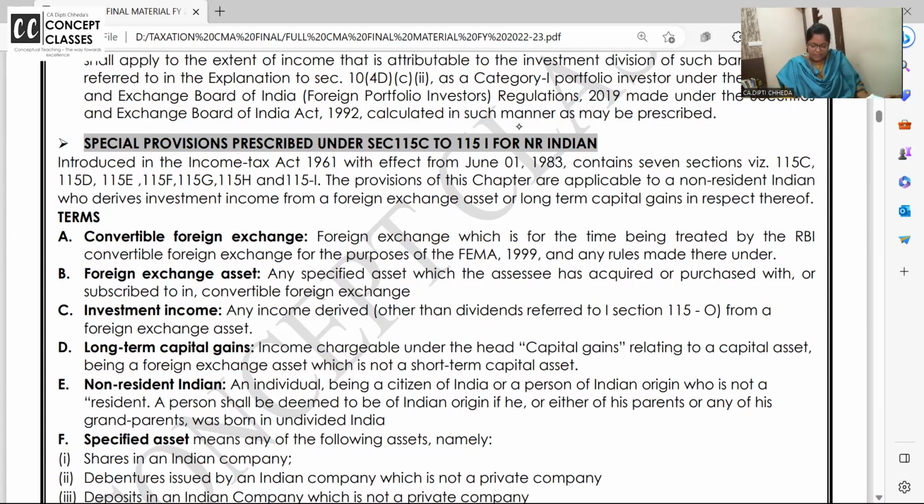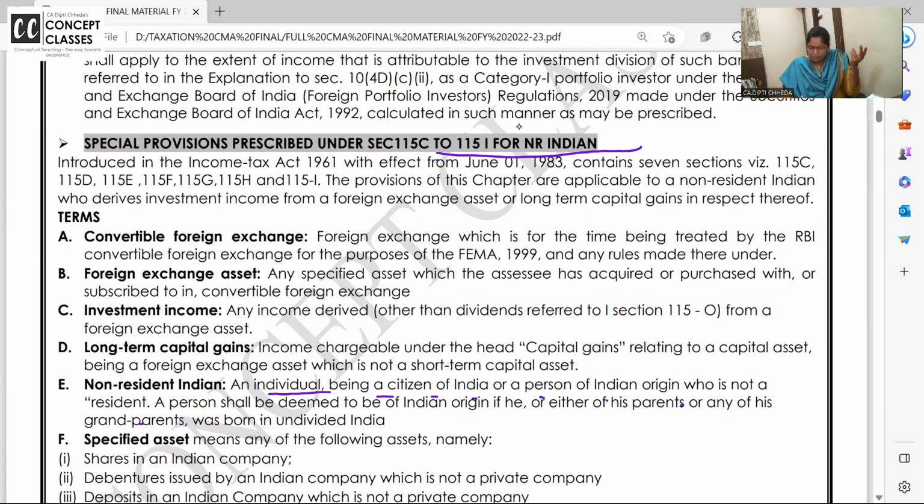Special provisions under section 115C to I for non-resident Indian. You know, we always say that this and this person, oh, he is an NRI, he is an NRI. So first of all, what do you mean by NRI? Non-resident Indian means person who himself is Indian, born in India or of Indian origin. His parents or grandparents, anyone is born in India, then that person is said to be Indian. And if he's staying outside India, he becomes a non-resident Indian.